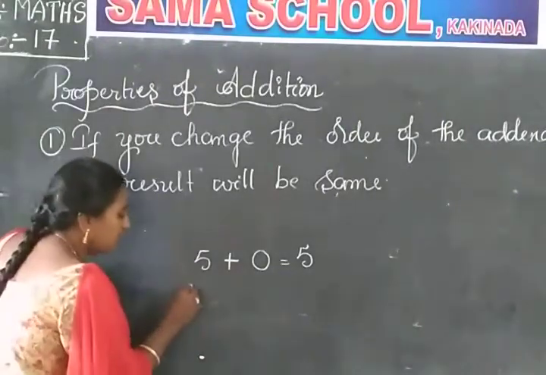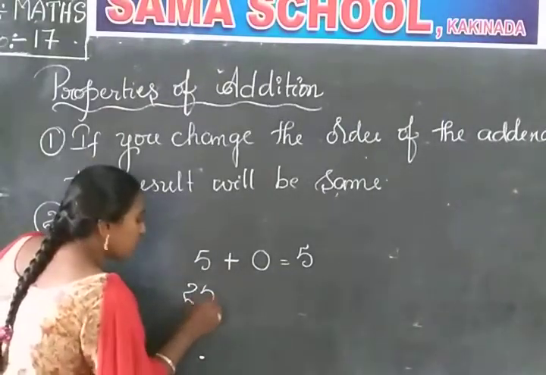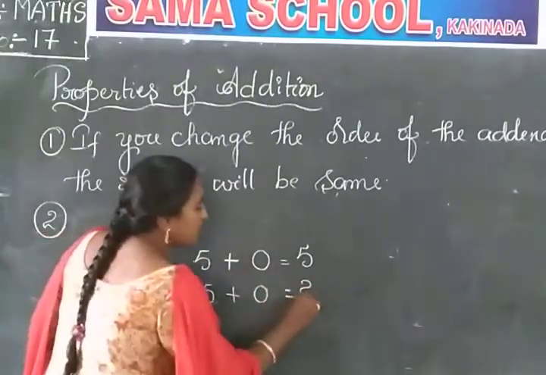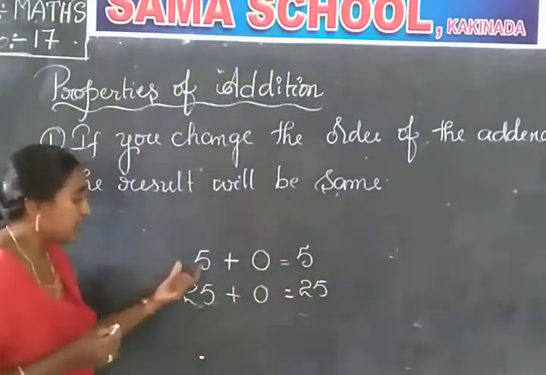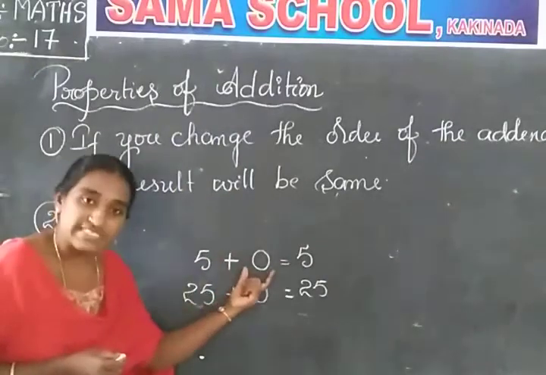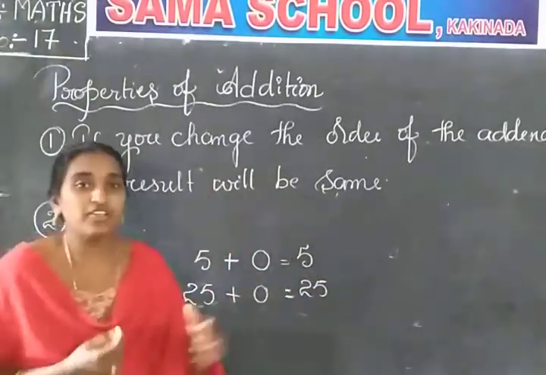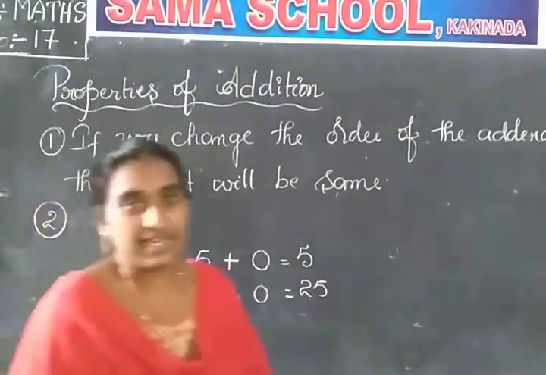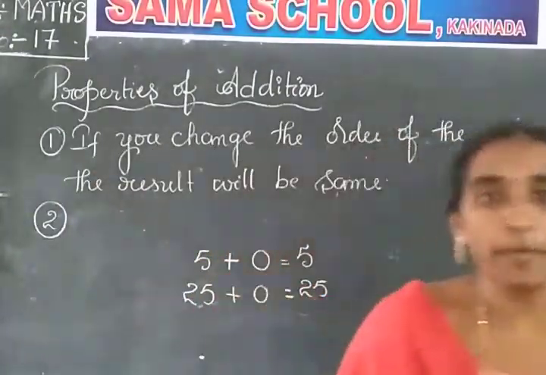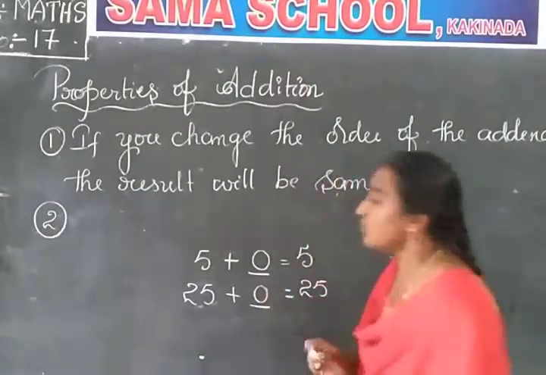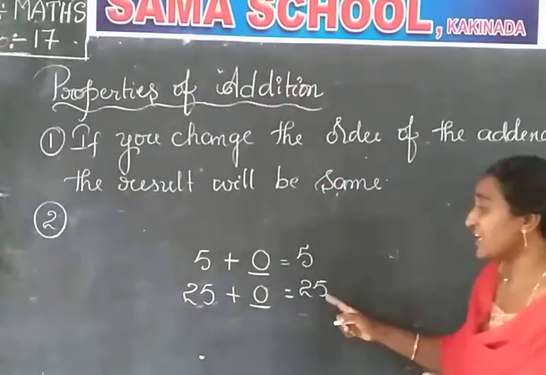Not only 5, if you take a 2-digit number also, if you add 0, the same number you will get. So, if any number is added to 0, what will be the answer? The same number you will get as a result. This is the second property. That means when we are adding 0 to any number, the same number we are getting, no?